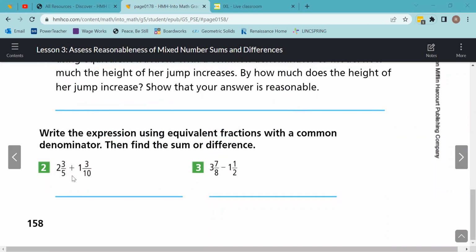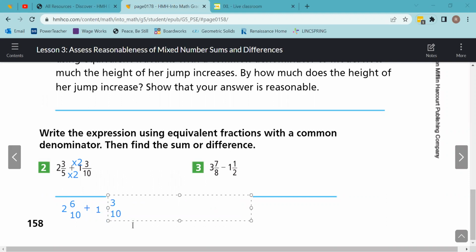Last part of the page, write the expression using equivalent fractions with a common denominator, then find the sum or difference. So we're not estimating here, we're just straight up solving them, okay? Rewrite, so I'm going to do my 5 times 2 to make the denominator a 10. You have to keep this all proportional. So here you have 2 6/10. And we're adding, okay, be careful because some of you just decide to add or subtract based on whatever you want to do, and that's not necessarily what they're asking. So just be really careful.